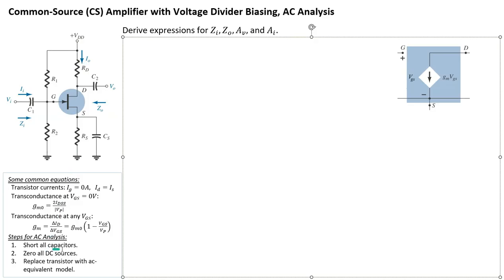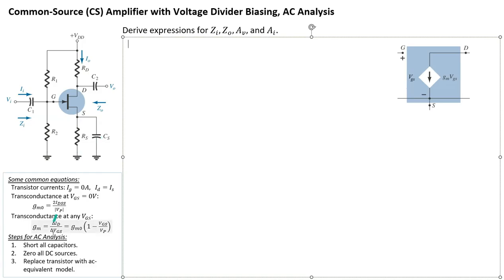So we need to short all capacitors. So there are three capacitors here, C1, C2, and CS. And at the frequency of interest, we can assume that the impedances of these three capacitors are at 0 ohm. Just remember the impedance for a capacitor is 1 over j omega C. So if f is large enough, then 1 over very large is close to 0. So that's the idea.